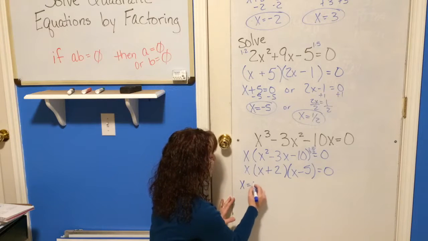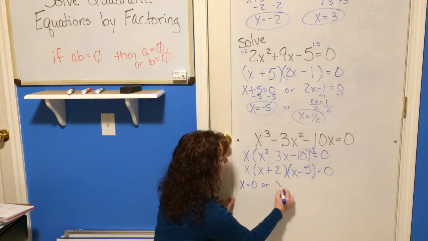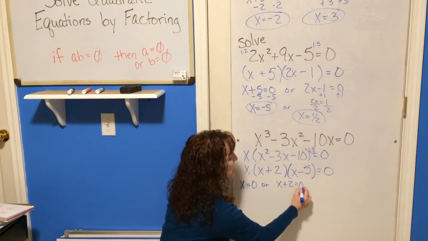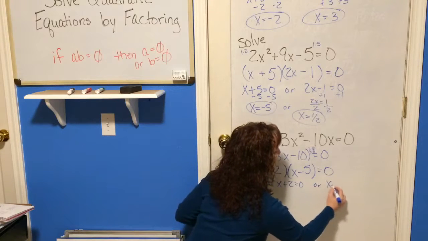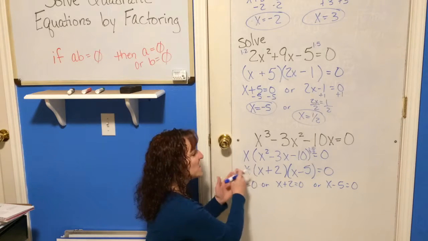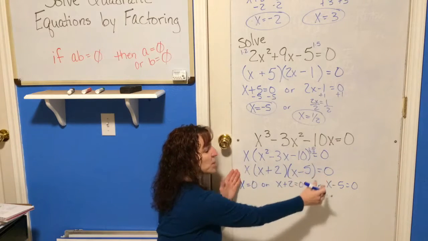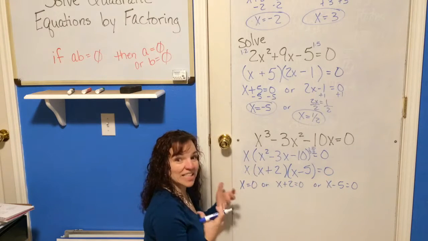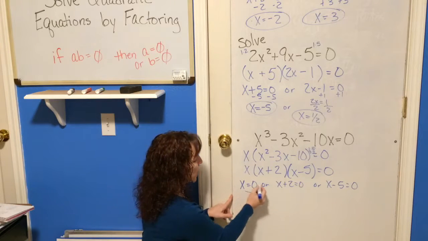So either x equals 0, or x plus 2 equals 0, or x minus 5 equals 0. All right? Because when we multiply them together, they equal 0. One or the other of these has to be 0. So this one is already solved.